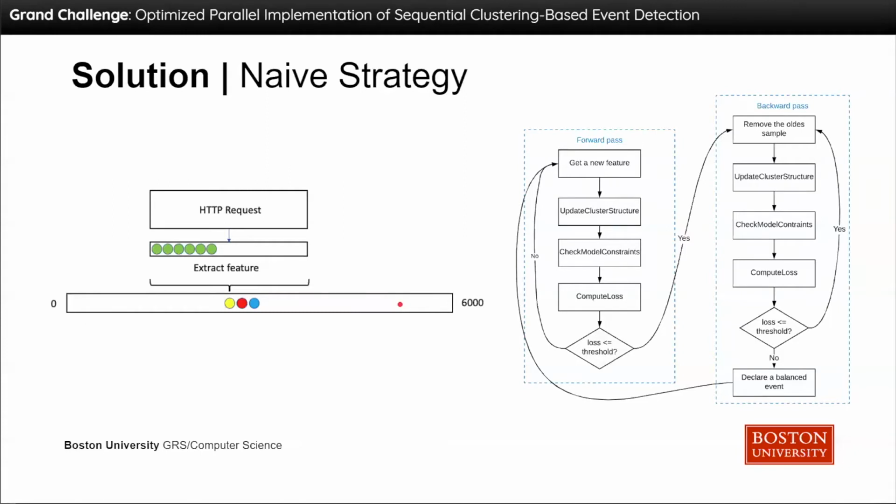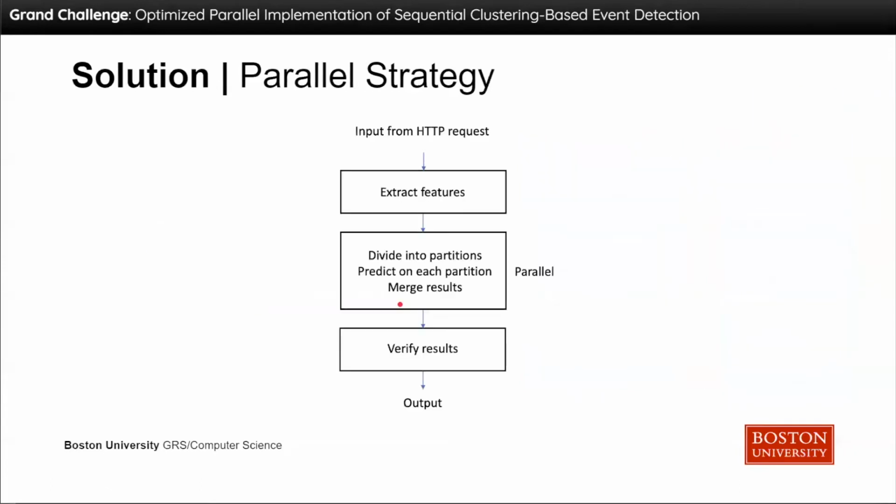So we implement a parallelized strategy in our solution. The basic idea of our parallel solution is to divide the single thread process into partitions, apply event prediction on each partition, and then merge the results, which is a divide and conquer strategy. And finally, we verify the results and output them.